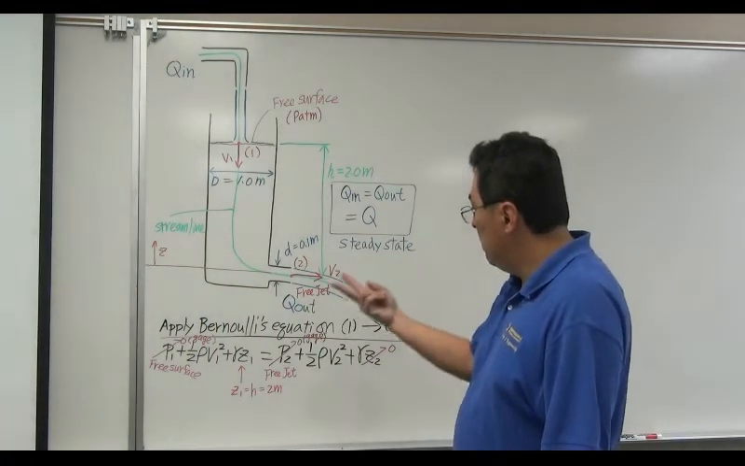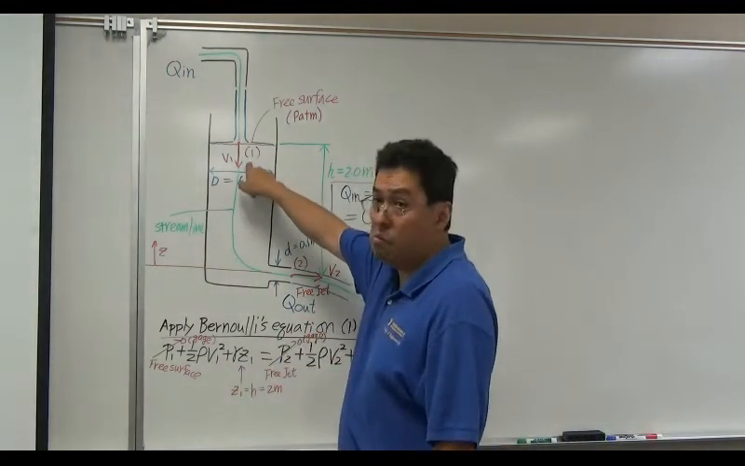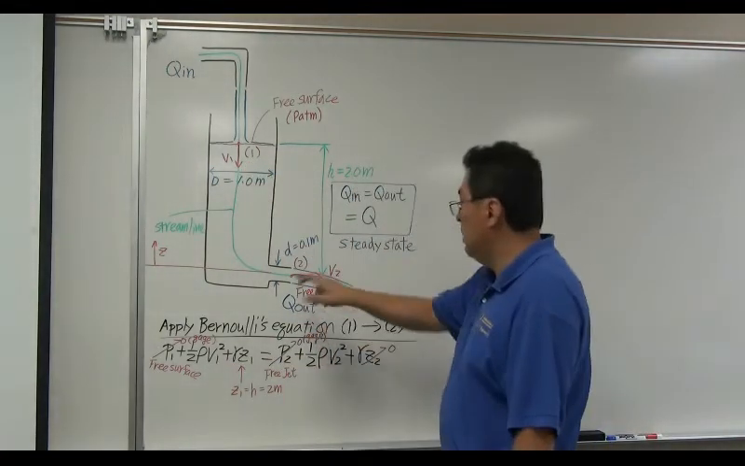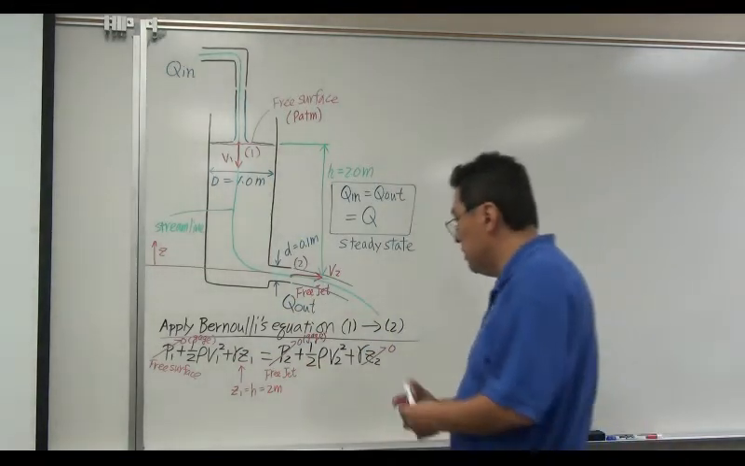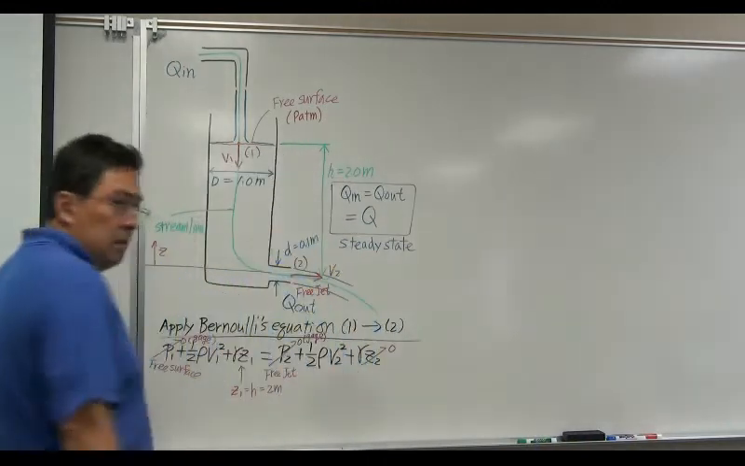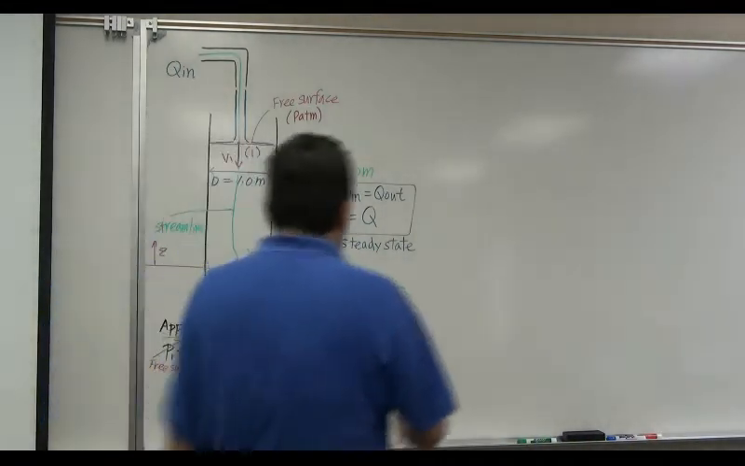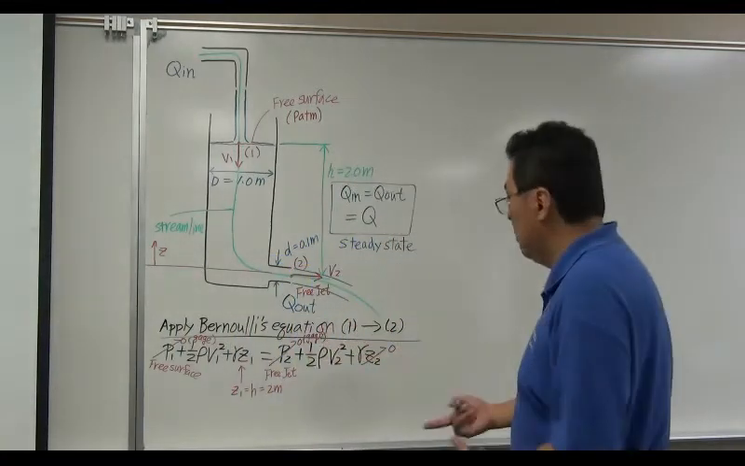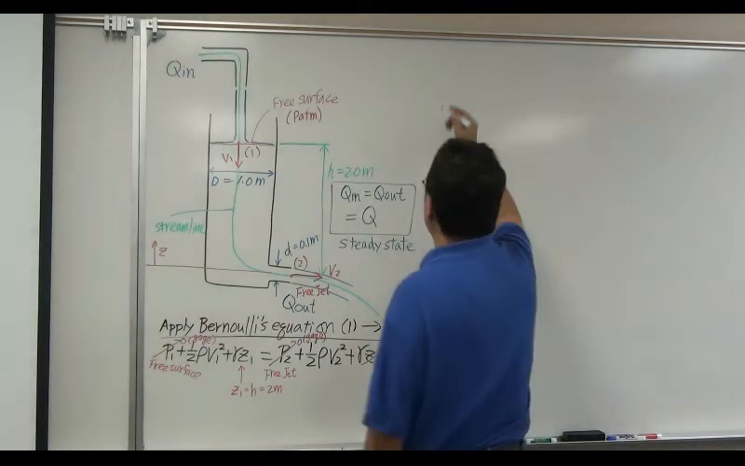You have two unknowns. What are those two unknowns? Velocity v1 here, we don't know. Velocity v2 here, we don't know. You have two unknowns out of this single equation. Whoops, you can't solve this problem, you need another equation. Okay? So what I'm going to do is I'm going to apply continuity. This is continuity, by the way.